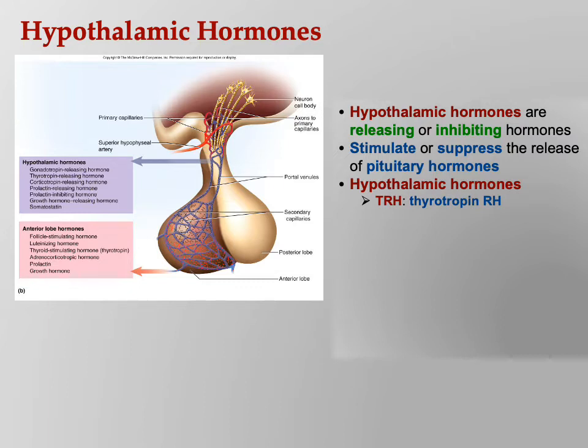Thyrotropin releasing hormone. RH stands for releasing hormone. Thyro because it's the thyroid gland. Fortunately, a lot of the hormones have in their name a root word that tells you what's going on. This is a thyroid-related hormone.